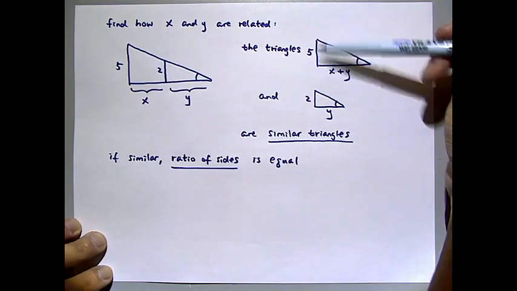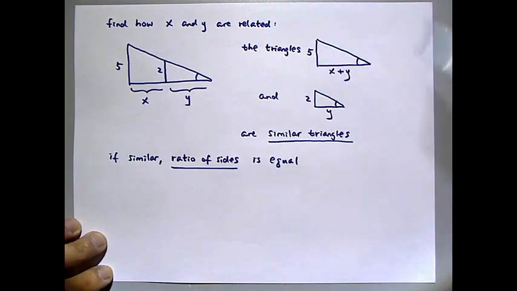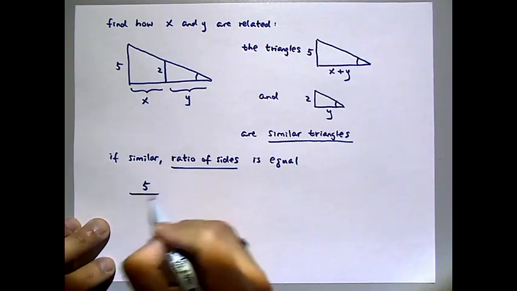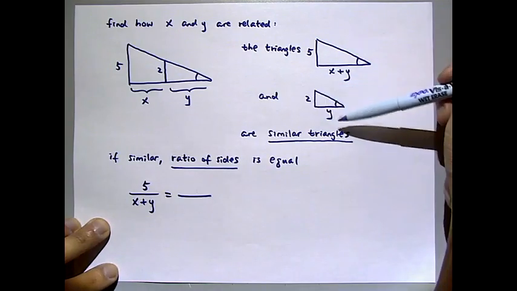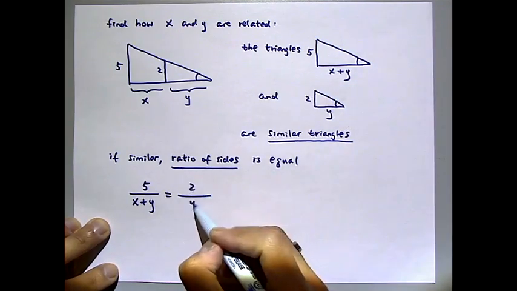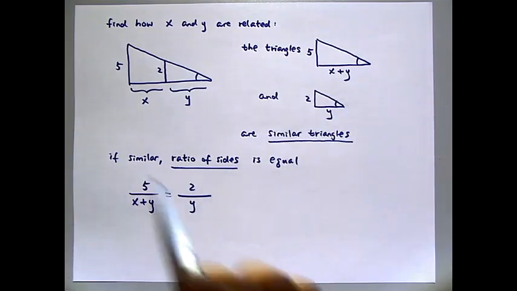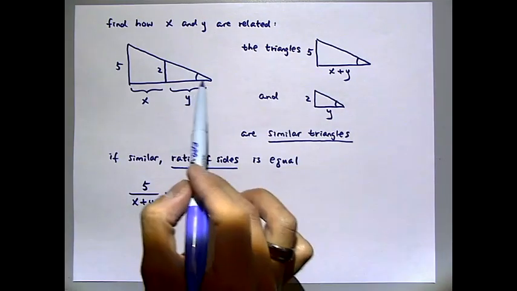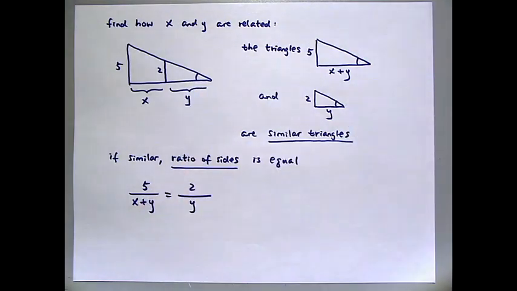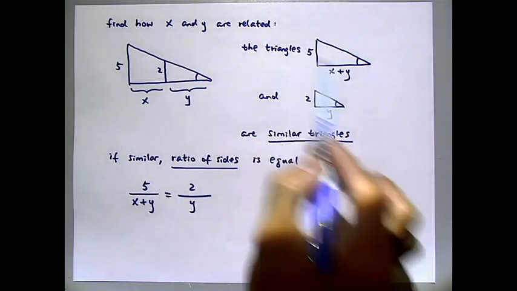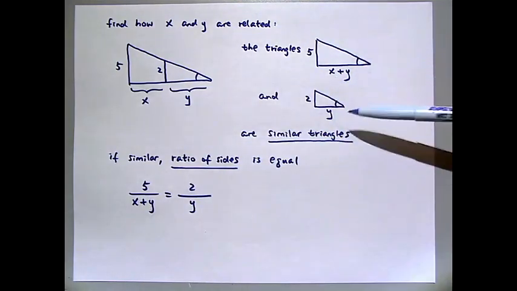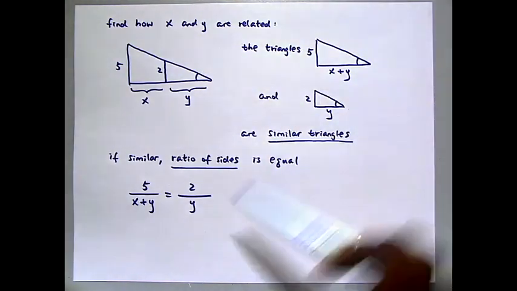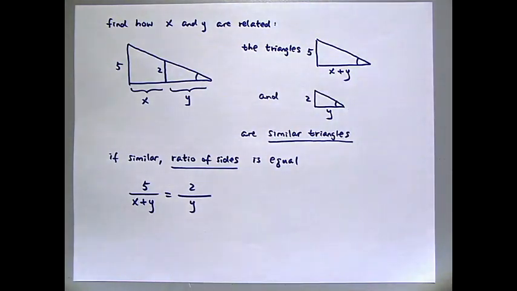The ratio of the height to the base of the big triangle, 5 over x plus y, is going to be the same as the ratio of the smaller triangle, 2 over y. And the reason is because this ratio represents the tangent of this angle. If they're the same angle, they have the same tangent of that angle. Tangent is opposite over adjacent, right? So the tangent of this angle of the big triangle is this, which is also the same as the tangent of the smaller triangle. That relates the two variables x and y by this equation.